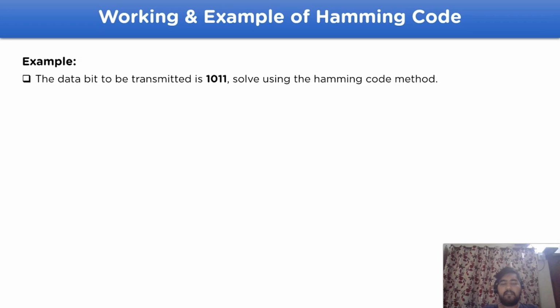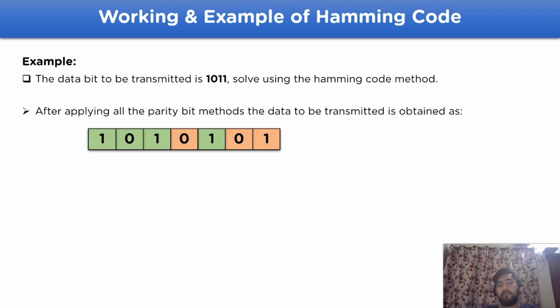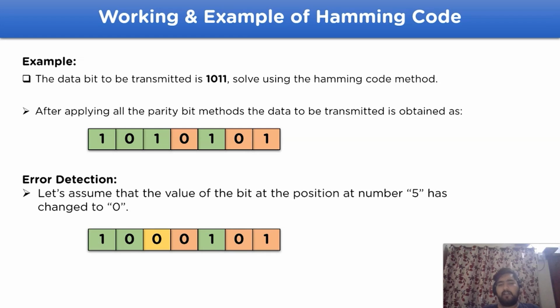Now using this, we get the new bits that are to be transmitted, that is 1010101. After transmission, let's say at position 5 an error occurs and the value of 1 is converted to 0.